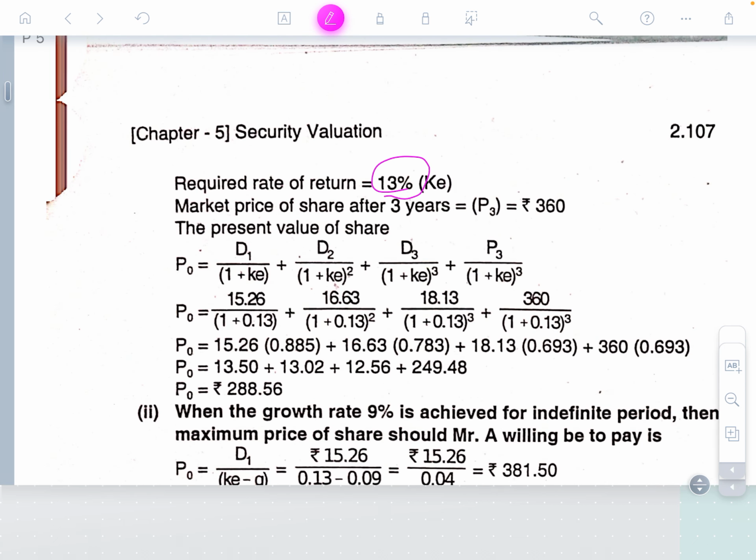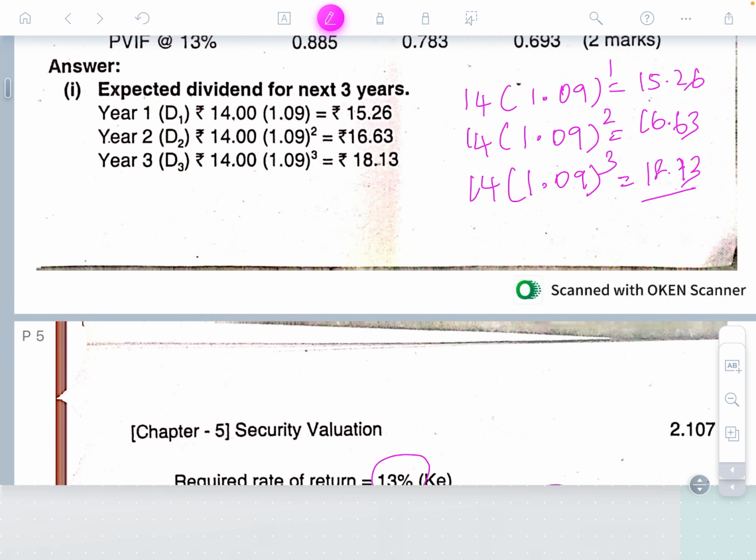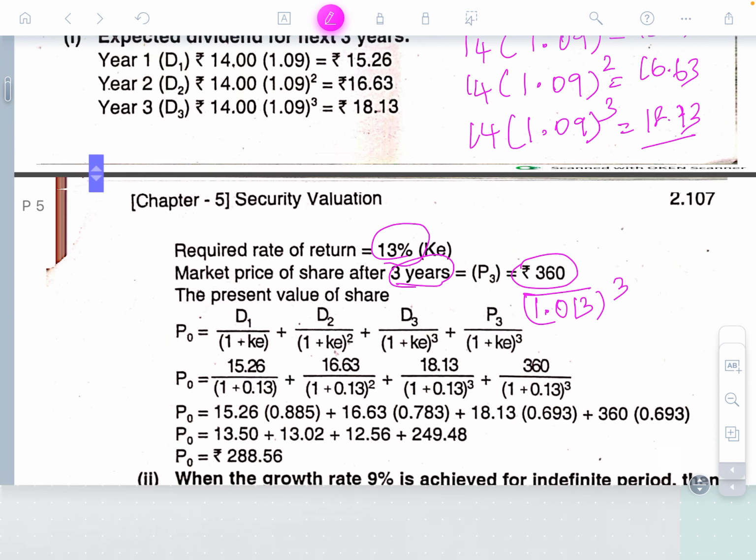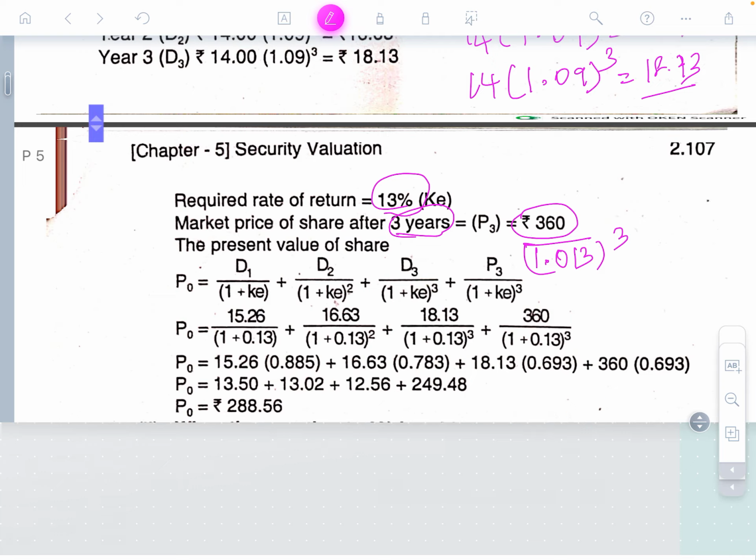Now the market price of the share after 3 years is 360. So 360 divided by 1.13 to the power of 3. Okay, so I have 3 dividends. You should see this working.